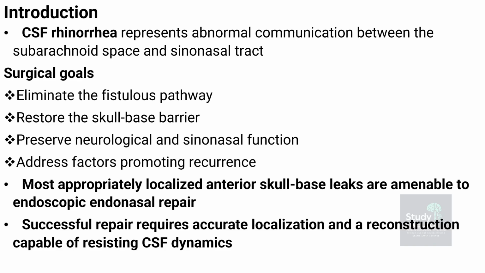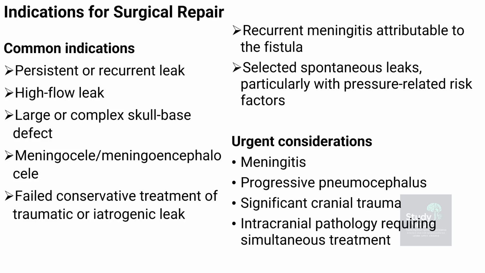Not every patient with cerebrospinal fluid rhinorrhea requires immediate surgery, so the indication needs to be considered in context. Persistent or recurrent leakage, a high-flow leak, a substantial skull base defect, or an associated meningocele makes definitive repair more compelling. Surgery also becomes important when conservative treatment has failed or when the leak has resulted in complications such as meningitis. The situation is different when there is significant trauma, progressive pneumocephalus, or intracranial pathology requiring treatment. The presence of rhinorrhea alone does not determine the operation.